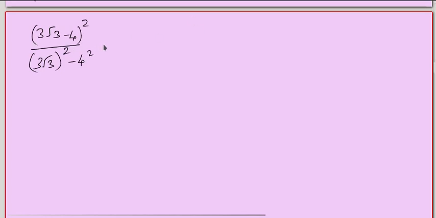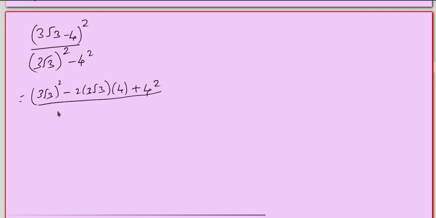So what will happen here? Numerator is a minus b the whole square. Denominator is a square minus b square. So that identity we can substitute. So that we will get a square plus b square minus 2ab. Okay, so 3 root 3 the whole square minus 2 into 3 root 3 into 4 plus 4 square divided by, the denominator is 3 root 3 the whole square minus 4 square.